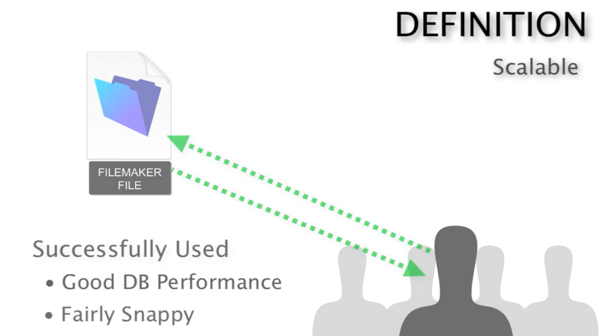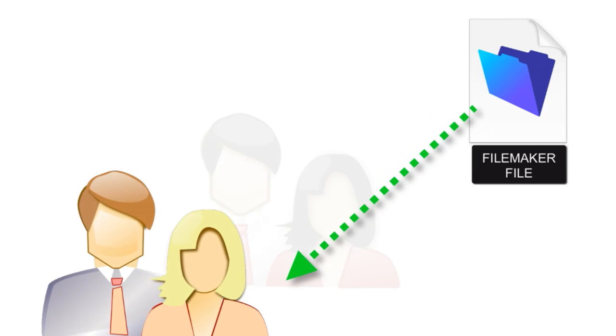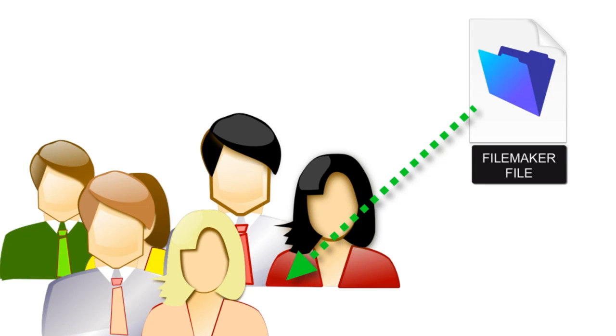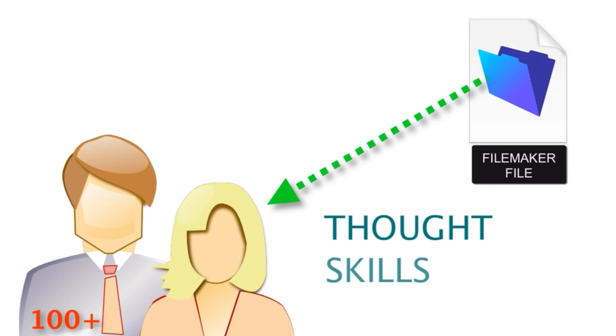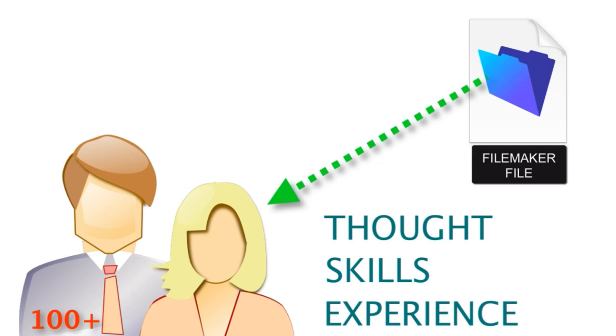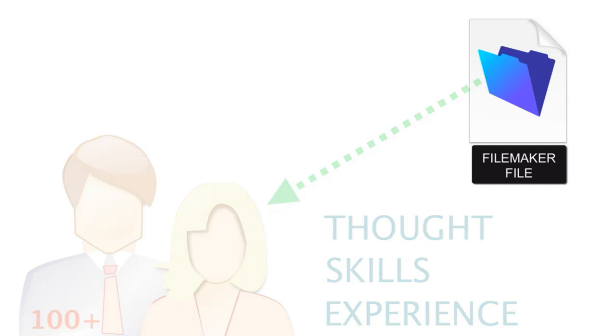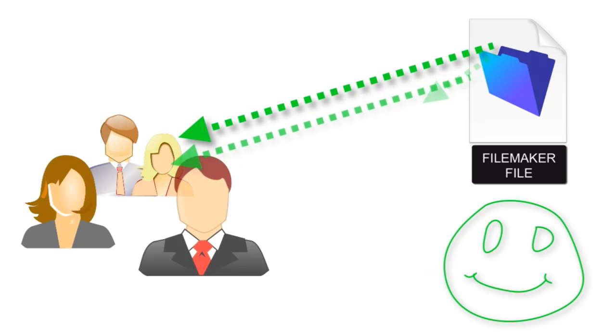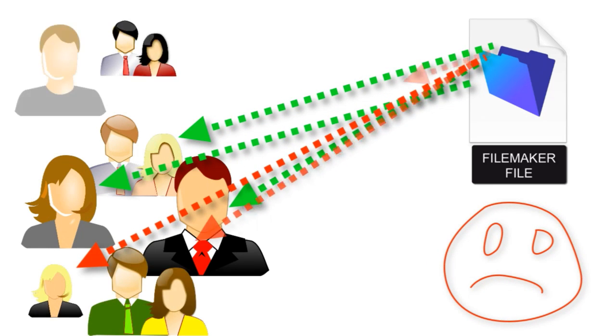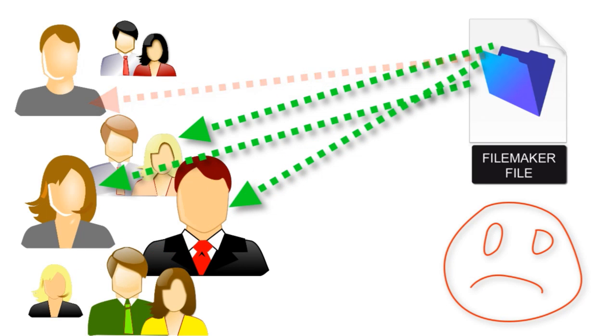Now, here's the reality of it. Anyone can build a FileMaker solution and throw it together and have it share successfully with 10, 20, or maybe even 30 users. However, having a FileMaker solution successfully scale to 100 users requires some thought, some skills, and frankly, some experience. A number of times over the last 20 years, I've seen people come to me asking for help because they built a solution that they threw together and it worked great with 10 users or 20 users, but when they tried to scale it up to 100 users, it magically quit working. And they couldn't understand why this was.